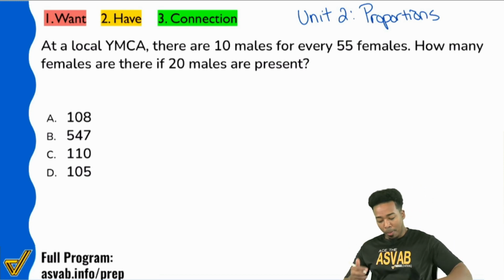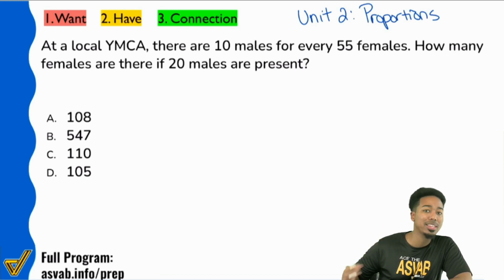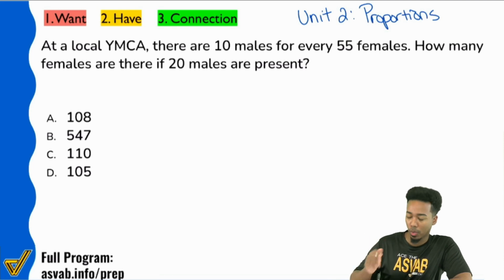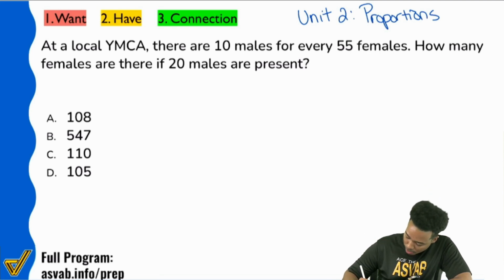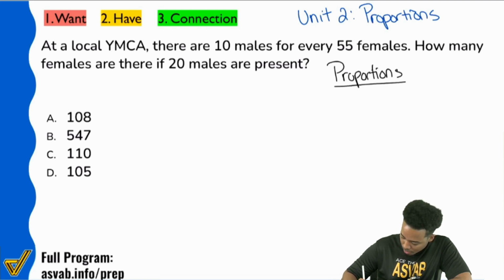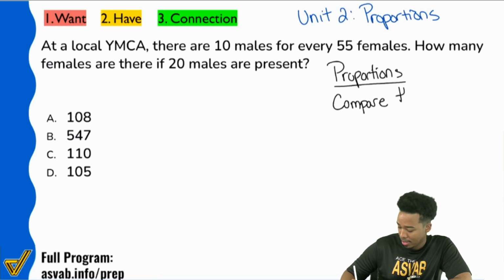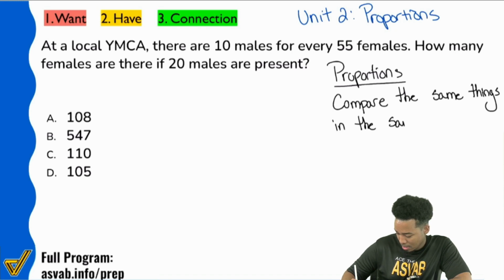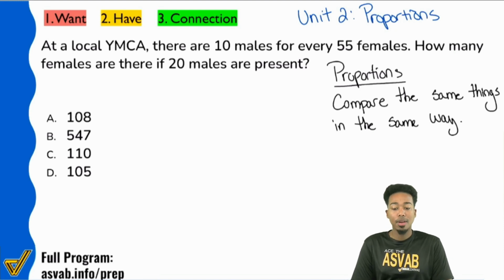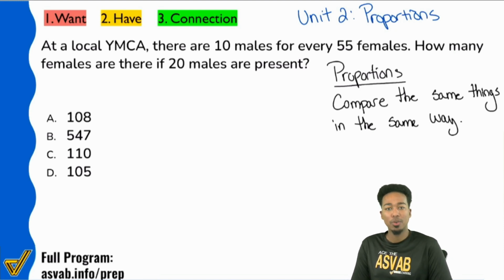So with proportions, you guys just said it. Please write this down. This is the main piece of note that you're going to want to take down for proportions. So here's the main idea. For proportions, you want to compare the same things in the same way. Compare the same things in the same way. Boom. Right there, okay? Compare the same things in the same way.